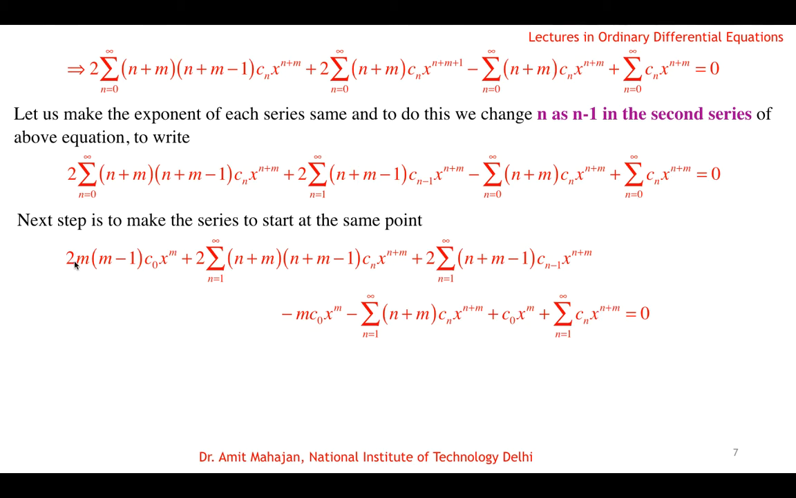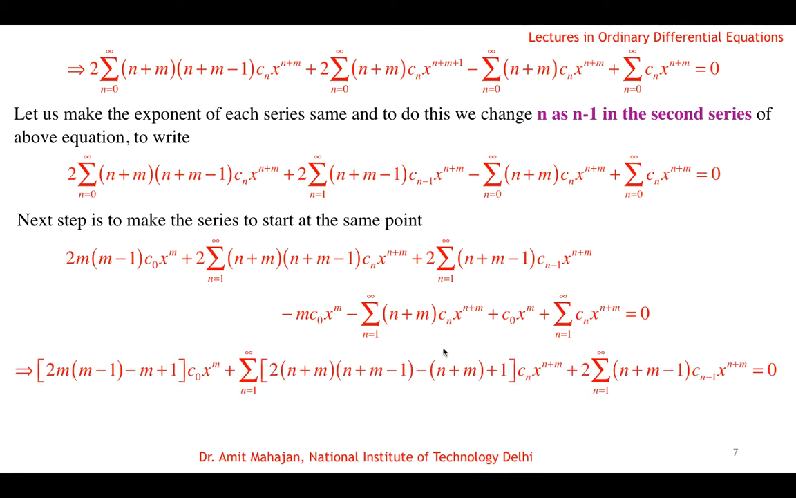Okay, now these terms of x power m we can combine. These three terms into a single term, and because the starting position and powers are the same, all these sub series we can combine into a single series. So this 2m into m minus 1 c naught x power m outside, and similarly it is minus m and plus 1 from here. So this is a quadratic equation multiplied with c naught x power m.